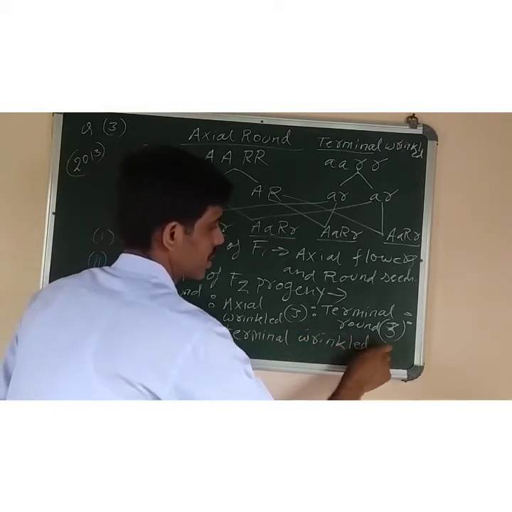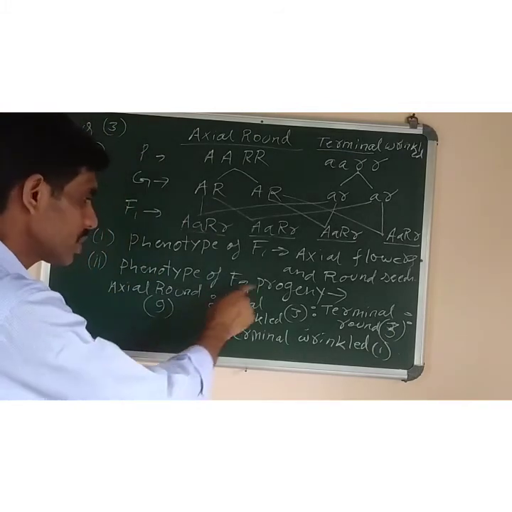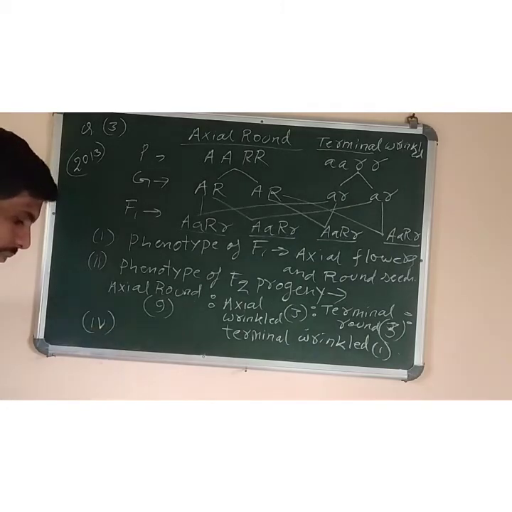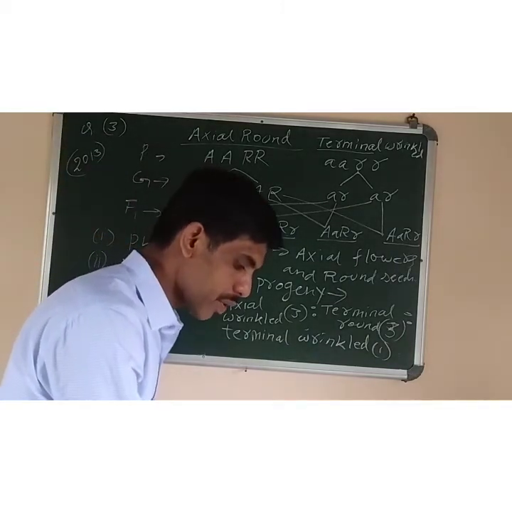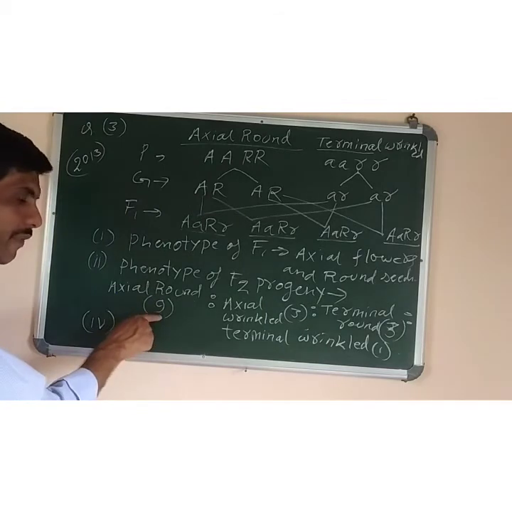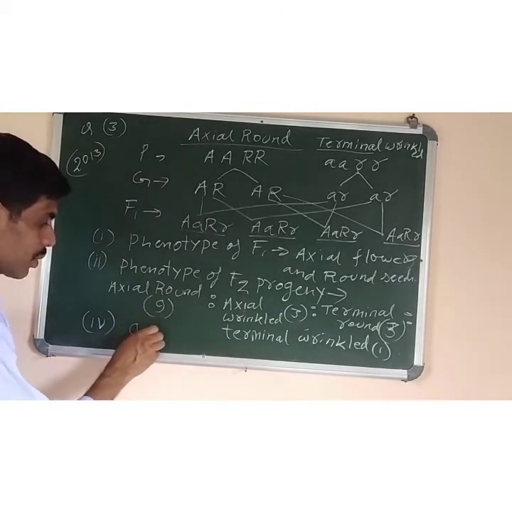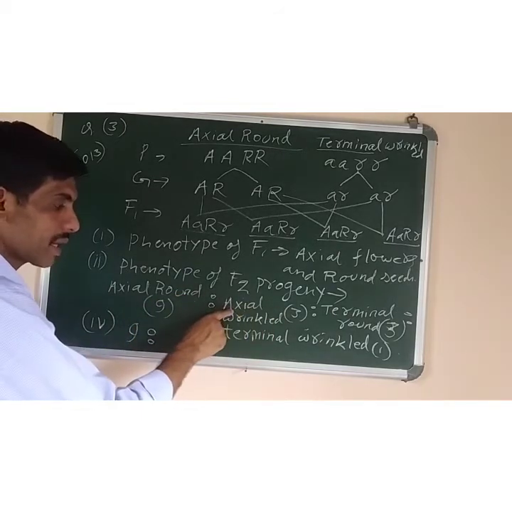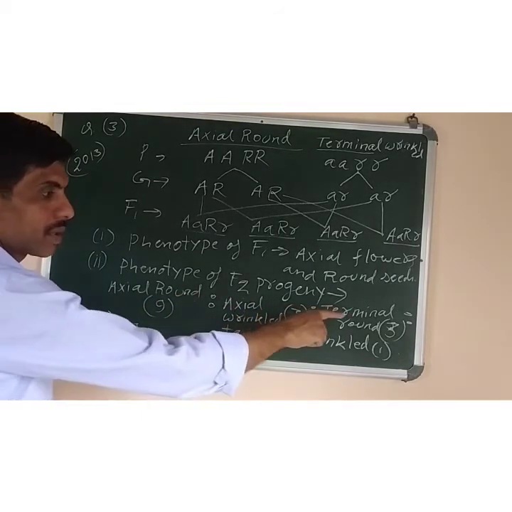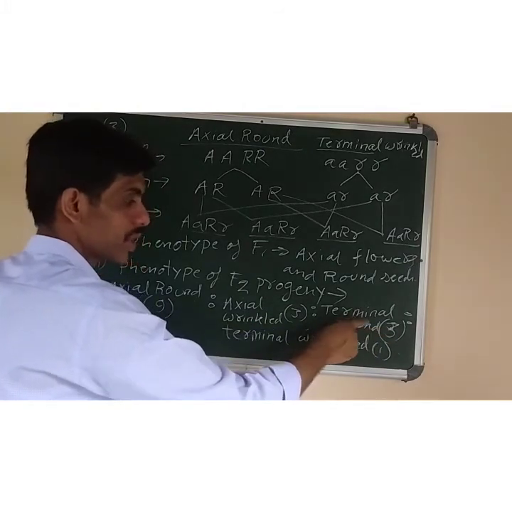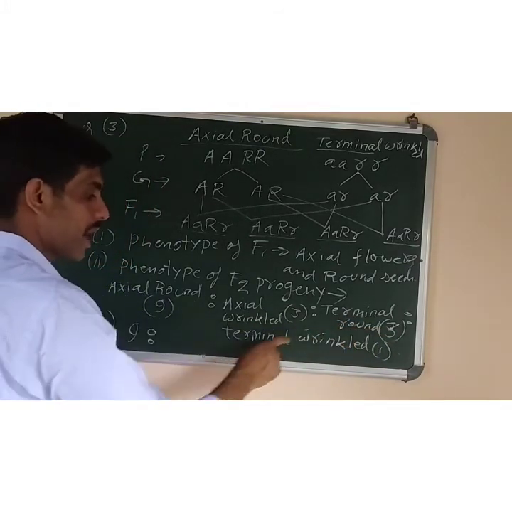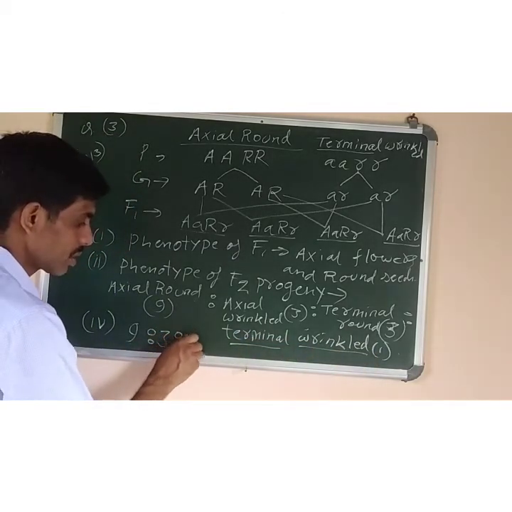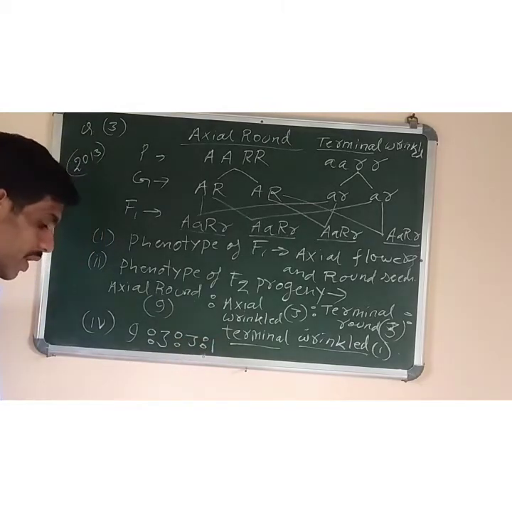Okay, this is one flower or one plant. So 9:3:3:1 will be obtained. Then the next question, number 4, what is asked there? Give the phenotypic ratio of F2 progeny. This is the phenotypic ratio. 9 plants are axial round, 3 plants have axial flower and wrinkled seed, 3 flowers have terminal position and round seeds, and 1 plant has terminal flower with wrinkled seed. So 9:3:3:1. This is your phenotypic ratio.